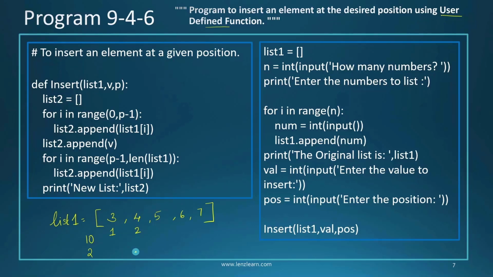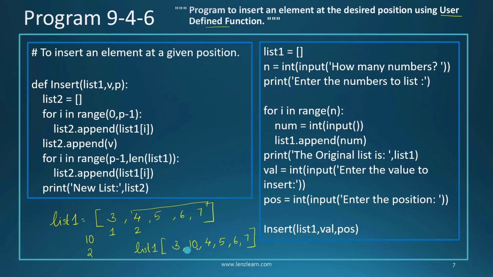so that 10 will be available at position 2. So after the program finishes, your list 1 should be like this: 3, and after that at position 2 10 should be inserted, and starting from 4 until the end of the list should be pushed one place to the right. So 4 will be available at position 3, 5 will be available at position 4, 6 and 7.